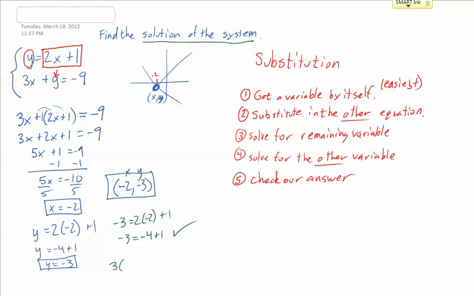So I'm going to go 3 times x plus y. Again, notice that every time that I put a number in for a variable, anytime I substitute, I'm putting in parentheses, equals negative 9. 3 times negative 2 is negative 6, plus negative 3 equals negative 9, and negative 6 and negative 3 is negative 9. That's a check. So this is the correct answer.